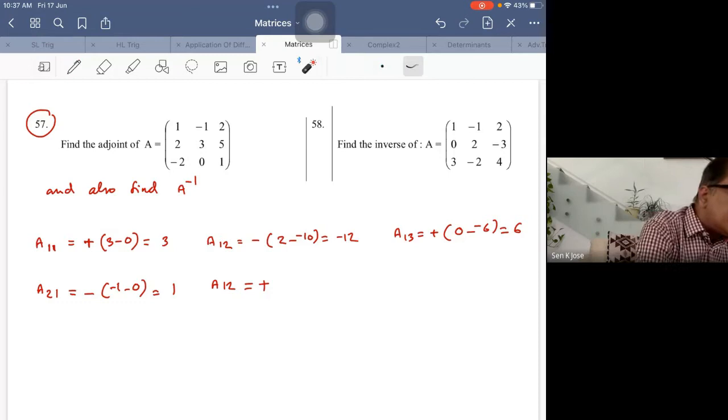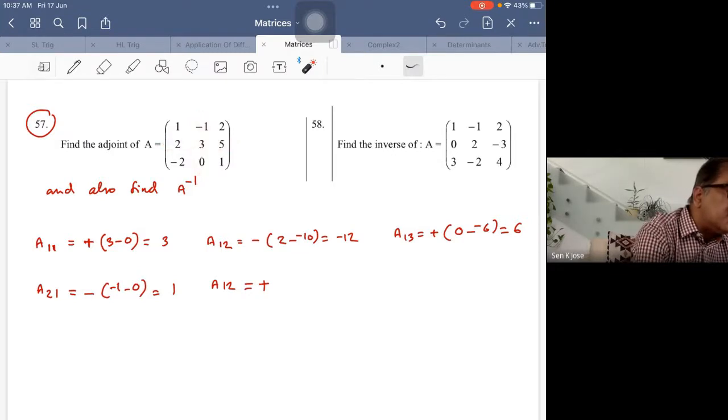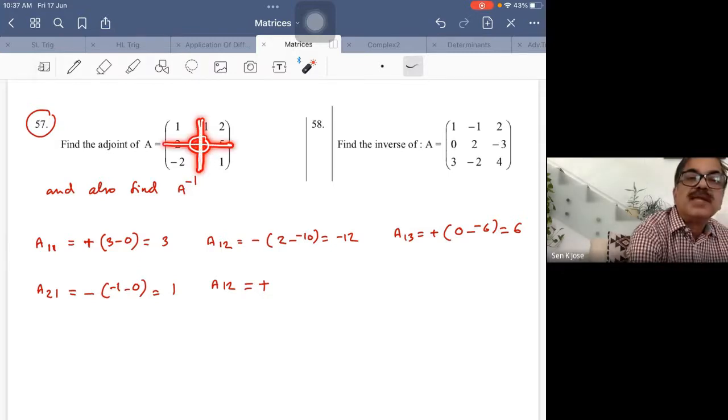Now, A22, when I say the position sign will now be plus. Look at that. The position sign is plus. Delete the row and the column it belongs to. Do you see the 4 elements remaining? That is called its minor. So I'm talking about the minor of A22. So A22 is this element. Delete the row and the column it contains. The remaining 4 elements I should cross multiply.